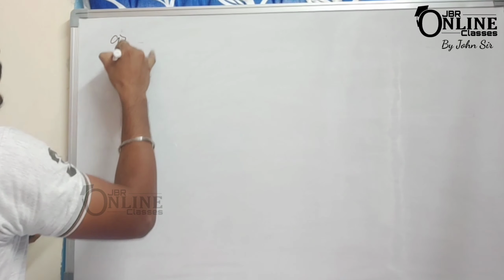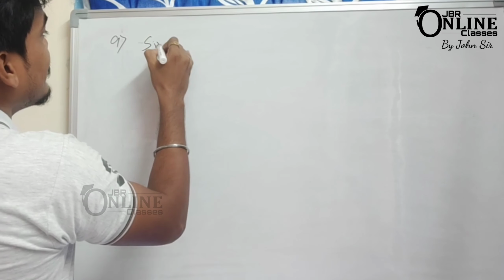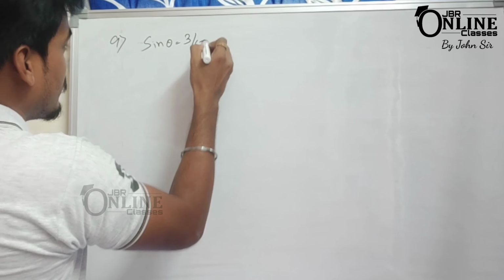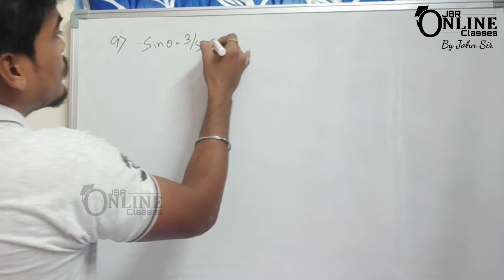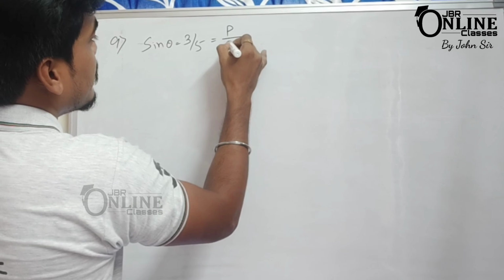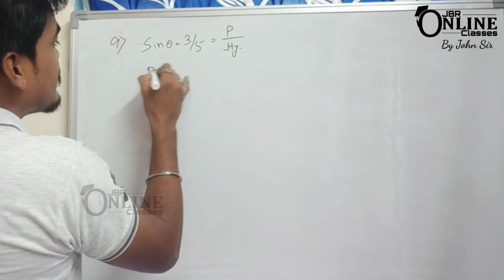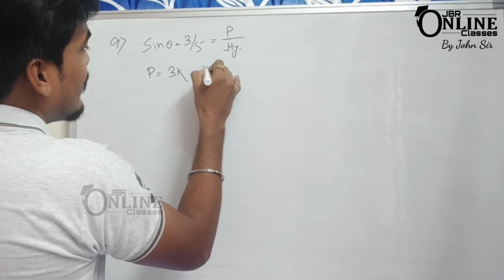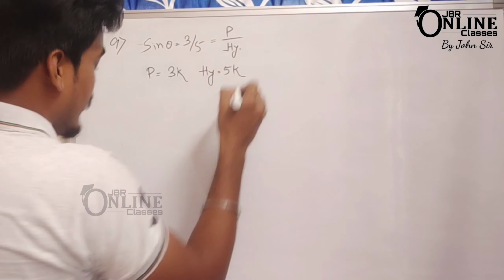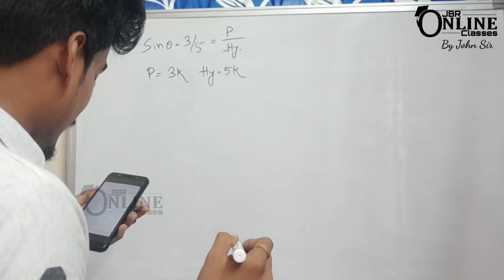Now next one, sum number 9. In sum number 9, sin theta equal to 3 by 5. Okay, and you know the formula of sin equal to perpendicular by hypotenuse. That means here perpendicular equal to 3k and hypotenuse equal to 5k, where k is a constant and it's non-zero.